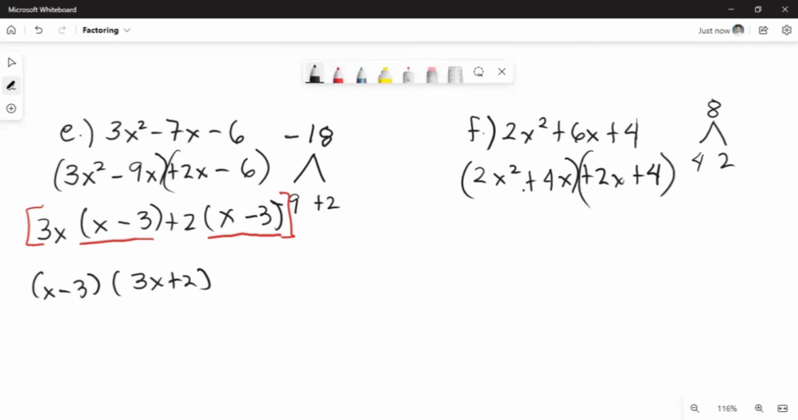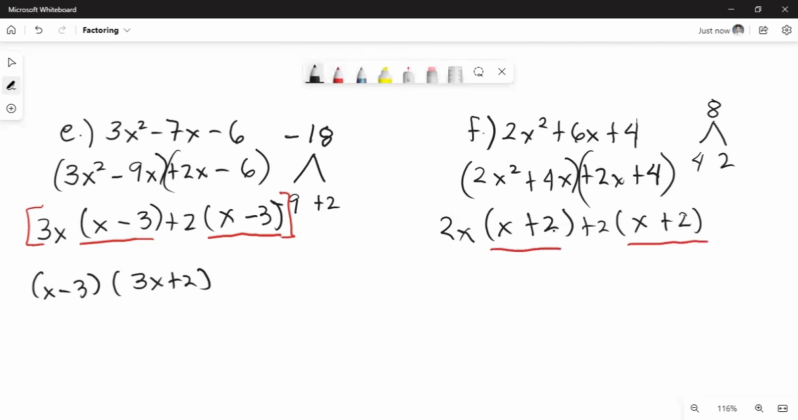So the common factor on the first pair is 2x. Now, 2x squared divided by 2x will give us x, and 4x divided by 2x will give us positive 2. On the second pair, the common factor is positive 2. And 2x divided by 2 is just x, and 4 divided by 2 is just positive 2. Therefore, we now have a binomial which has a common factor of x plus 2.